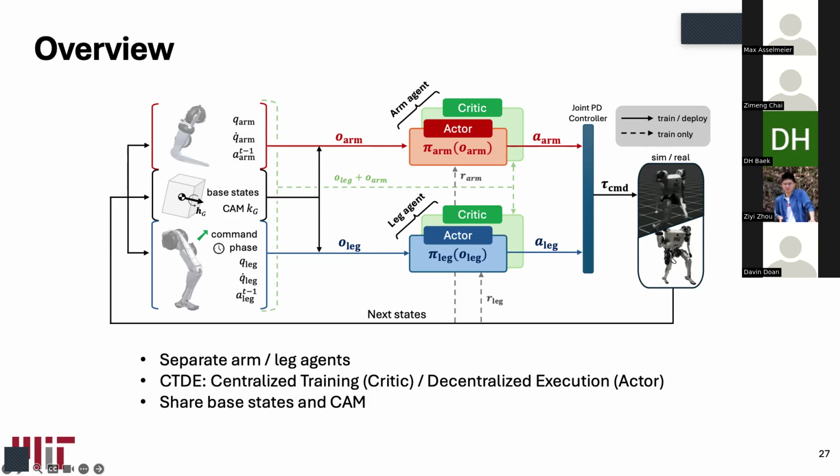And we also use the centralized training and decentralized execution manner, which means that although the actor takes its own observation, the critic takes the whole observation, meaning it's trained centrally. But we don't use the critic during execution, so we can actually take advantage of this fact.